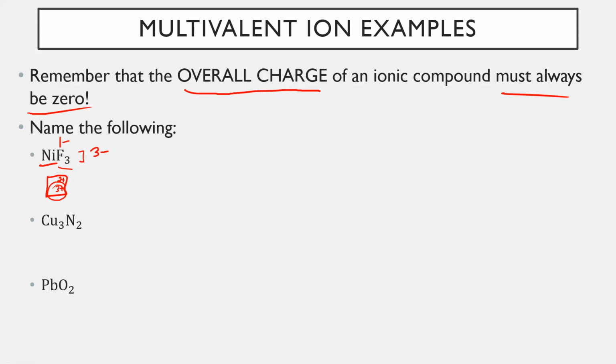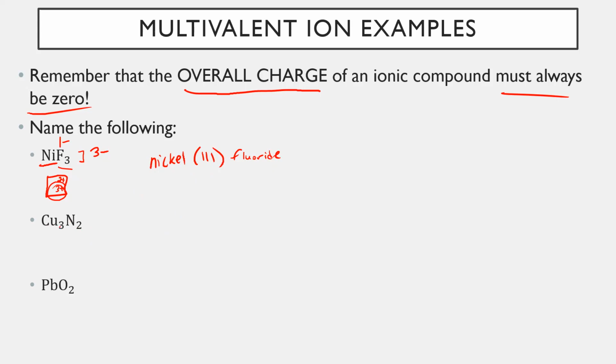So our chemical name: we have to use Roman numerals because nickel is one of those weird multivalent ions that has more than one possible charge. So we're going to say nickel, that's the metal name, then 3 using Roman numerals, because that's telling us what charge the nickel is, and then the nonmetal name ending with "ide." So that would be fluoride. Nickel(III) fluoride. That would not be the same thing as nickel(II) fluoride. Those are two different things. Let's look at our next example.